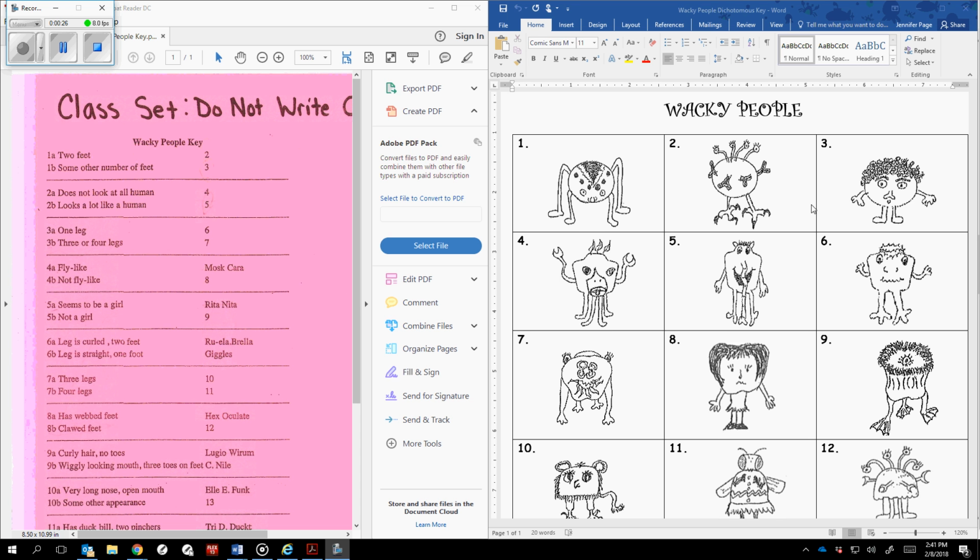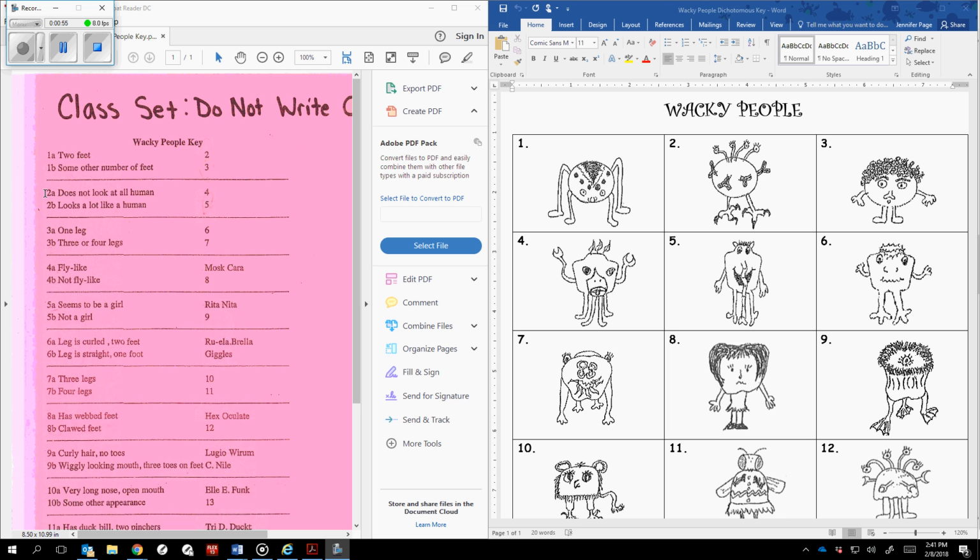So, for example, if I'm trying to figure out what this organism is at number 2, I'm going to look at my dichotomous key, starting with 1. 1A and 1B. Di meaning 2, you have 2 choices. It's either one or the other. So, 1A, 2 feet, or 1B is some other number of feet. So if we go look at 2 and we count its feet, it has 1, 2 feet. So since it has 2 feet, we're going to go to number 2.